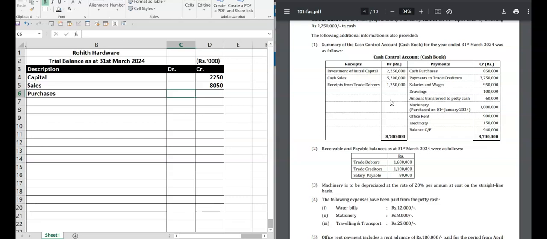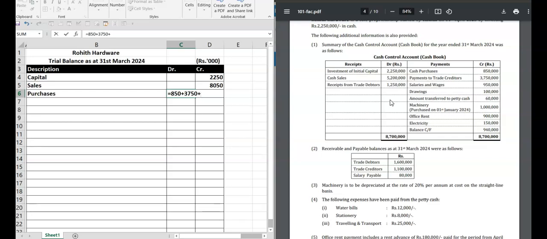Or in another way, you can also find out that all the credit items that are coming in the cash control account will come in the debit side of the trial balance. So the cash purchases, or purchases, will be in the debit side. So what are the purchases? You have cash purchases. This is a similar treatment to sales, the sales figure that you found out. So cash purchases 850. Then you have the payment to creditors, that is 3750, right?